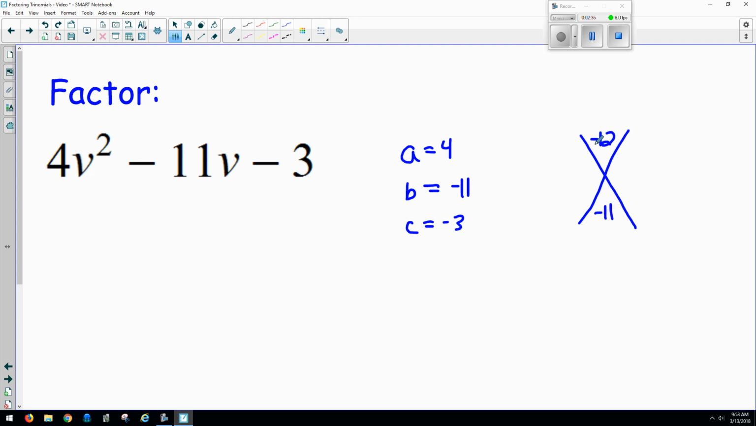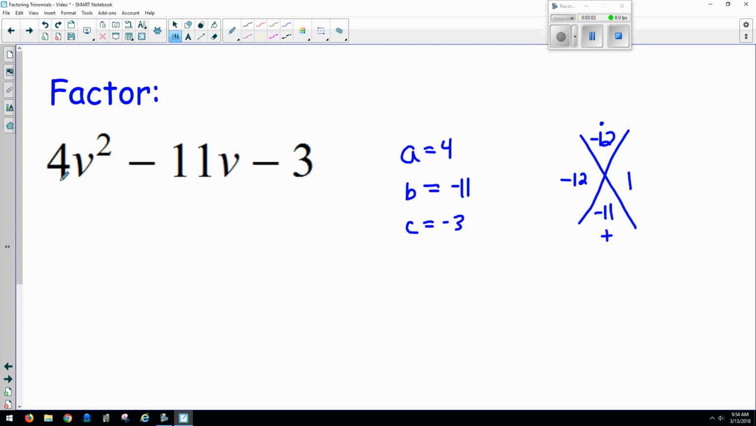We're looking for two numbers that when we multiply them we get -12, and when we add them we get -11. So if you can just think of the numbers, that's fine too, instead of listing them out. If you cannot think of the numbers, I would recommend just listing them out. So this is going to be -12 and +1, because when we multiply those we get -12, and when we add them we get -11.